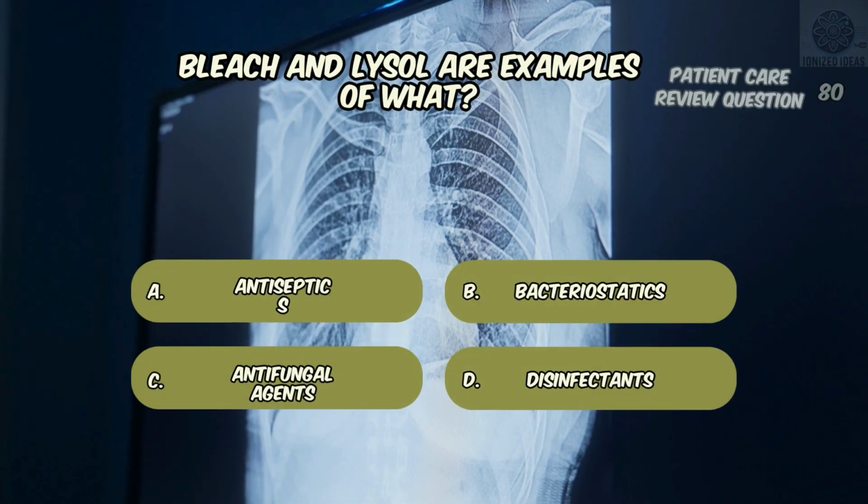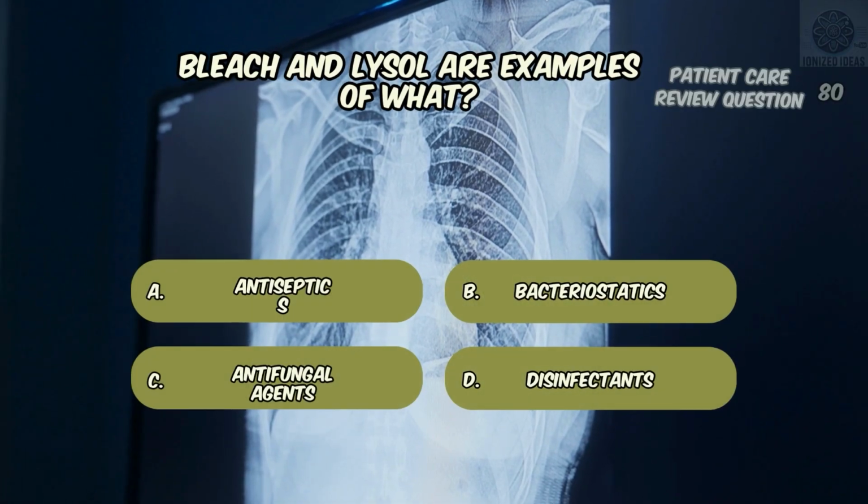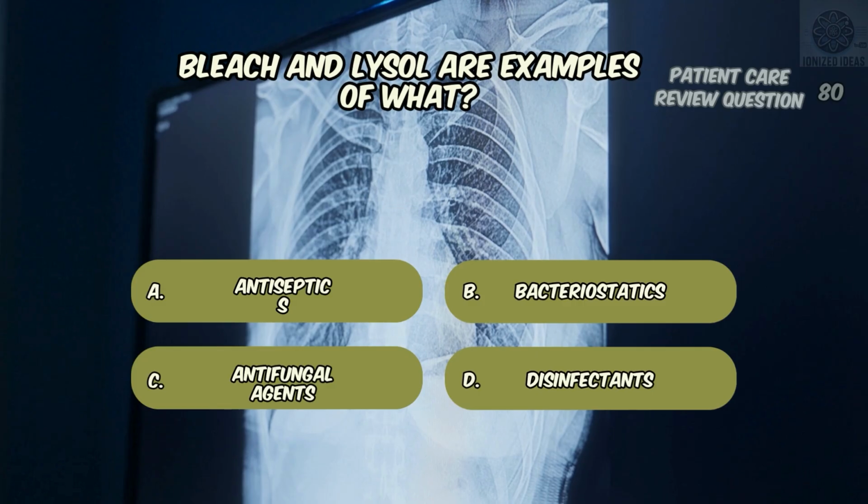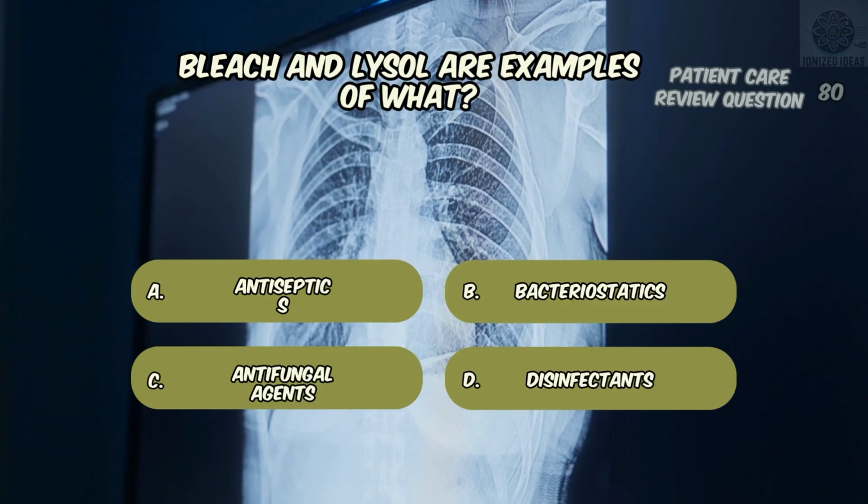Bleach and Lysol are examples of what? A. Antiseptics. B. Bacteriostatics. C. Antifungal agents. D. Disinfectants.